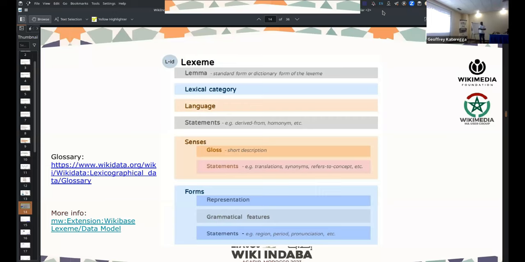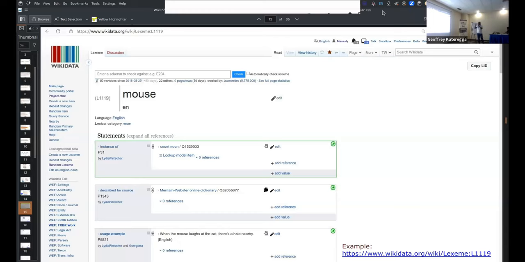Let's take a practical look at an example lexeme on the next slide. So this is the English word mouse, which is a lexeme. And the lexical category of this word mouse is a noun. And you can see it has the very basic statements. And it has a usage example, how the word could be used in this context, in a sentence as a noun.